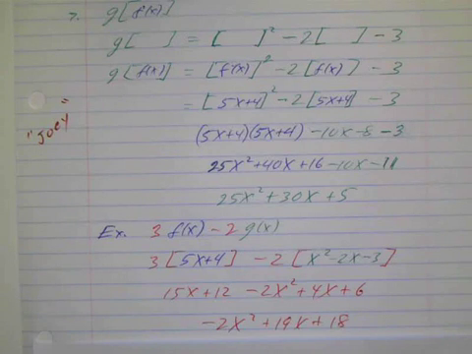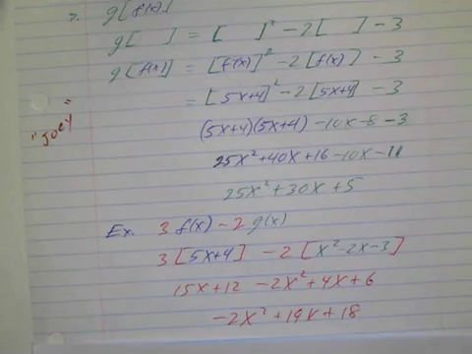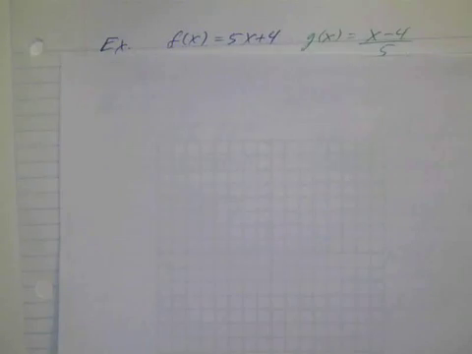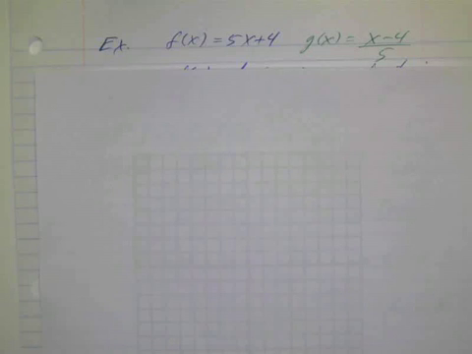And one other one I mentioned, and it's kind of what we use composite functions for, and that's to identify functions that are inverses of each other. So this is an example. And I've got two functions here, f of x and g of x. Are they inverses of each other? Okay, so we're not too sure.